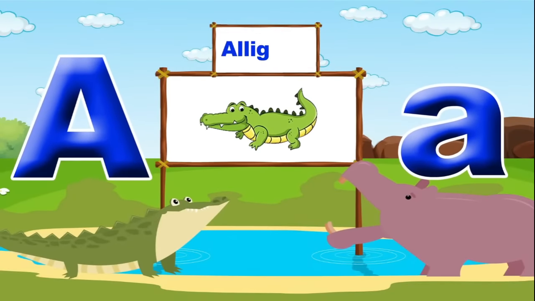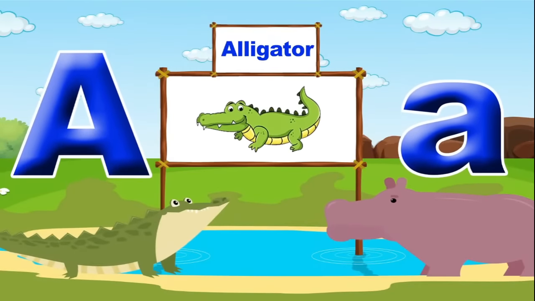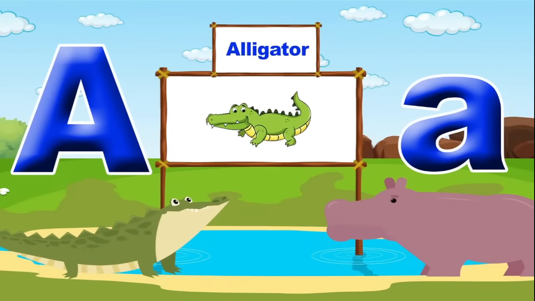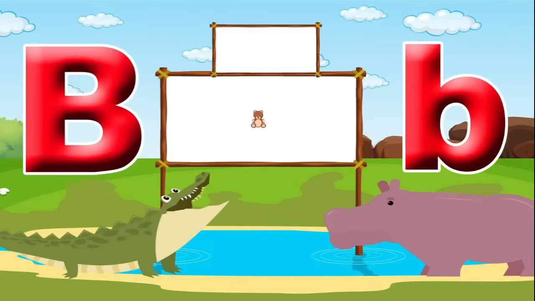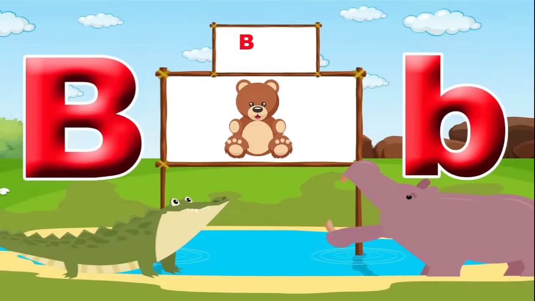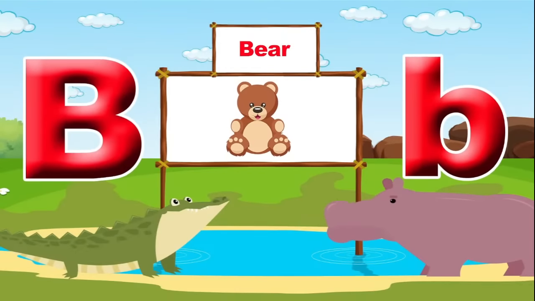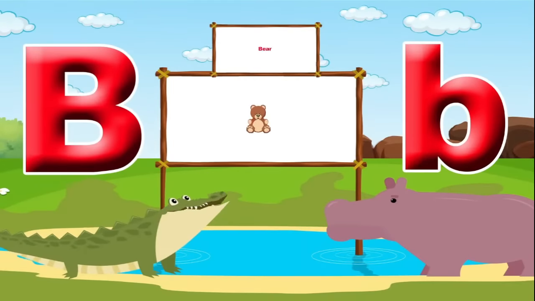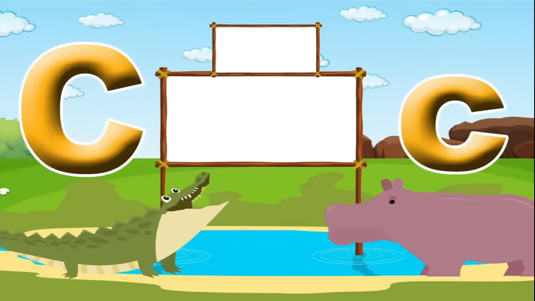A is for alligator. A, a, alligator. B is for bear. B, b, bear. B, bear. C is for cat.